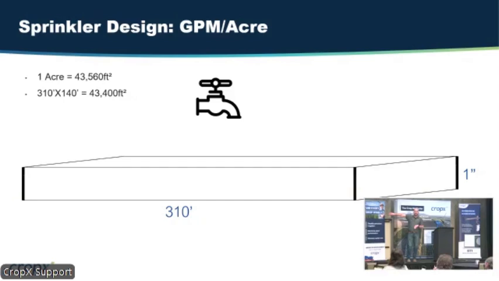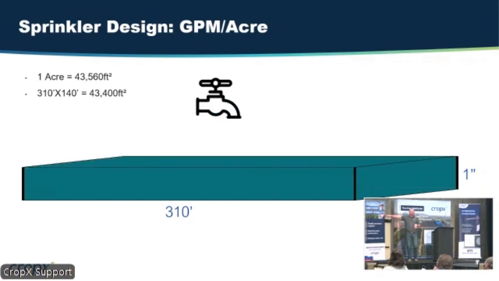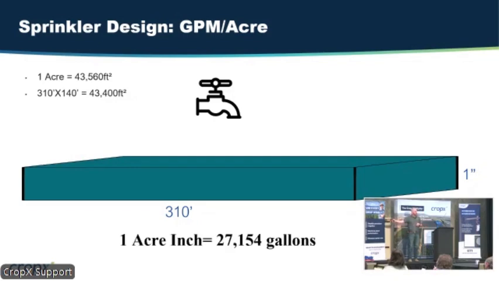Now I've got an empty box up here, okay? And I've got this water hydrant. If I fill up that box 1 inch deep of water, we are now talking about 1 acre inch of water, okay? And that's 27,154 gallons of water, okay? So that's what an acre inch of water is. So if I put on 1 inch on 1 acre, I'm going to use that many gallons.